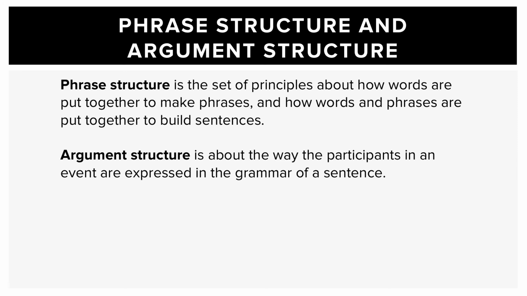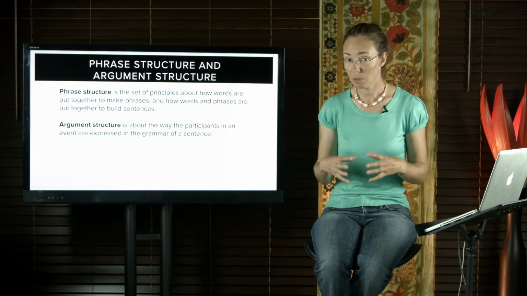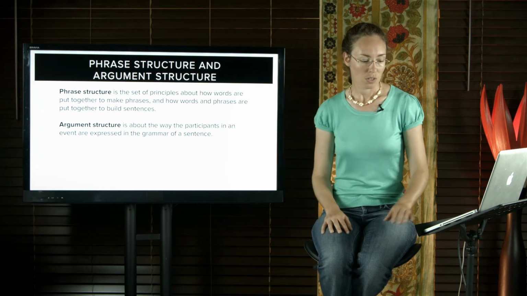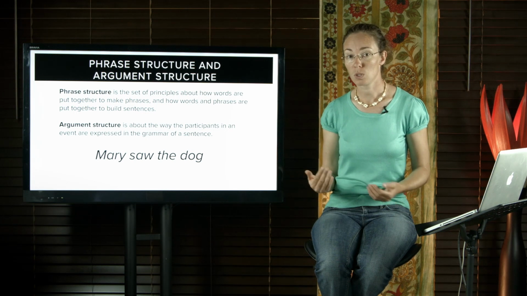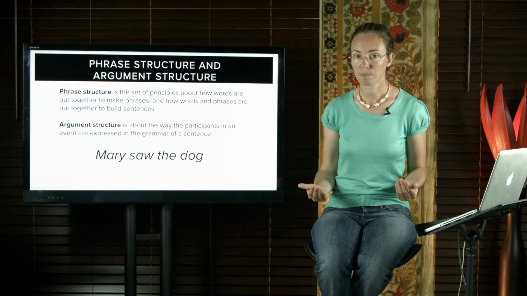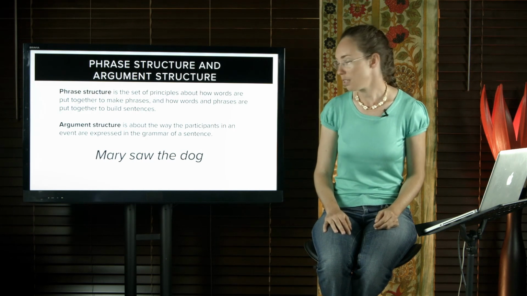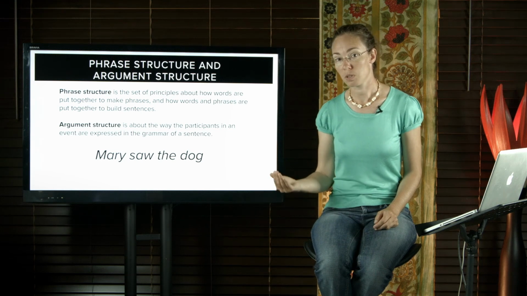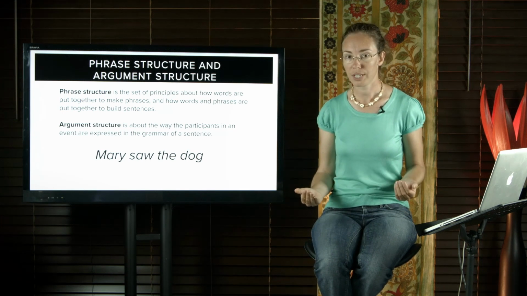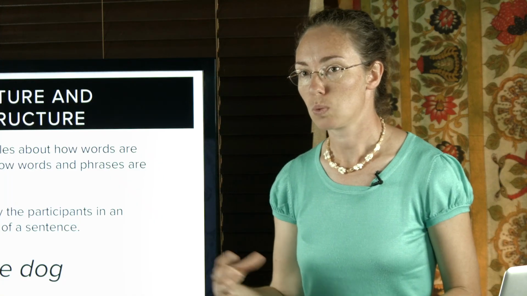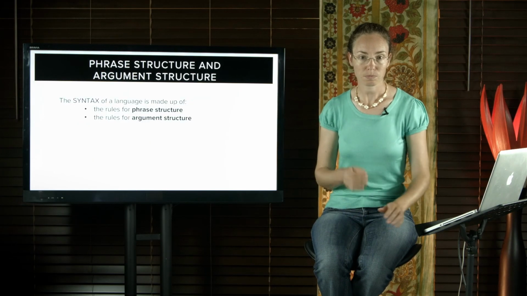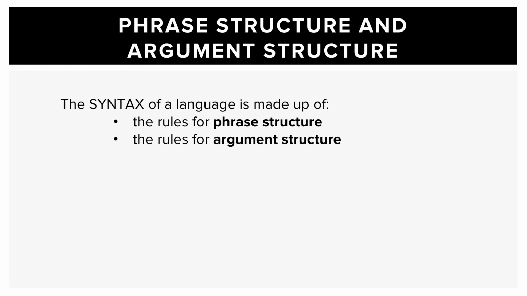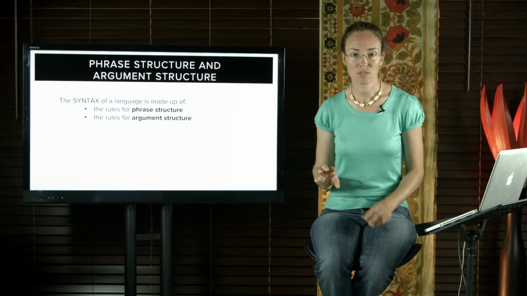Argument structure is about the way the participants in an event are expressed in the grammar of a sentence. Now here the term argument doesn't mean a disagreement. So in the sentence, Mary saw the dog, the event has 2 participants or 2 arguments, Mary and the dog. One is the subject of the sentence and the other is the object. One is the participant who does the seeing and the other is the one who gets seen. The way language tells us which is the subject and which is the object and so forth is called argument structure.